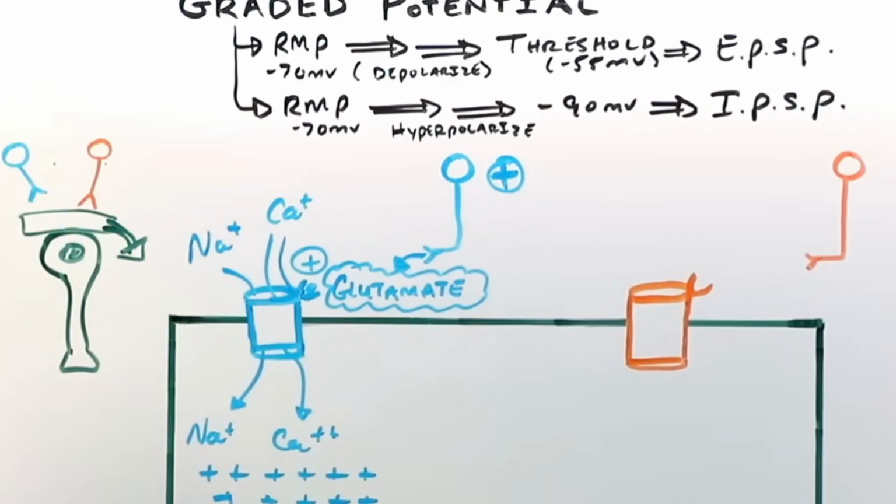Now, on the other hand, we have another type of message coming from the previous neuron. What is that? That is the process of IPSP, which means inhibitory postsynaptic potential. Now, what does that mean exactly?